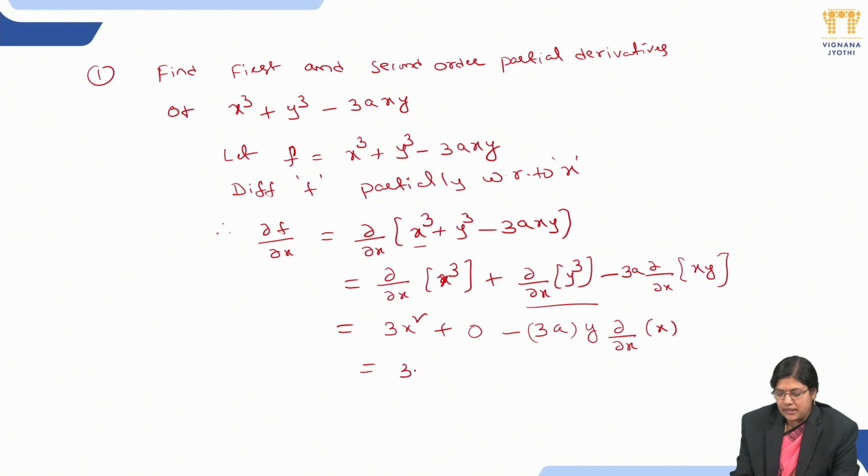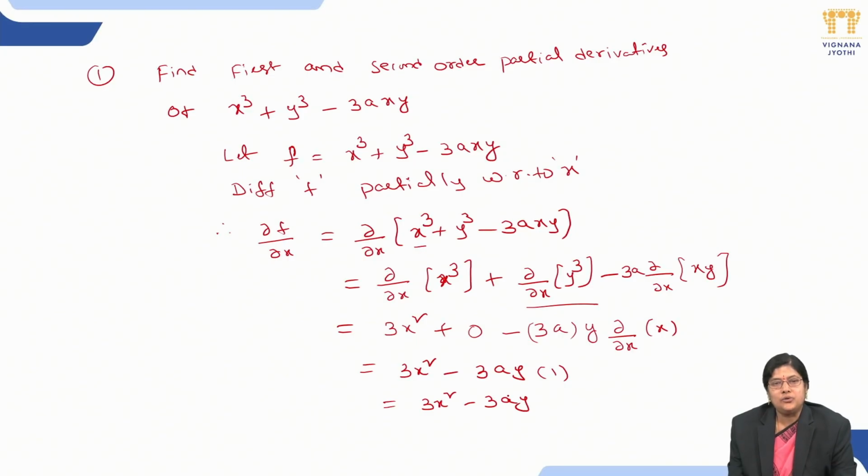That is equal to 3x² minus 3ay into ∂x/∂x, whose value will be equal to 1. Finally, we will get 3x² minus 3ay. Therefore, finally, ∂f/∂x will be equal to 3x² minus 3ay.